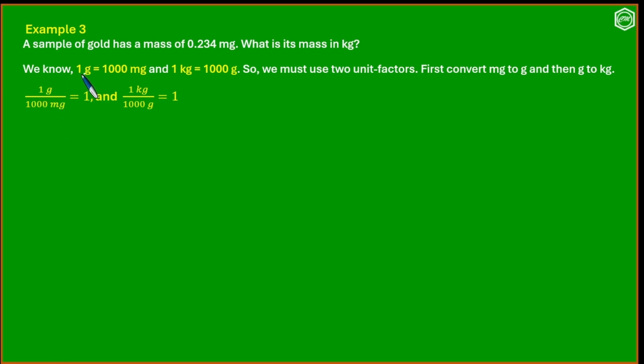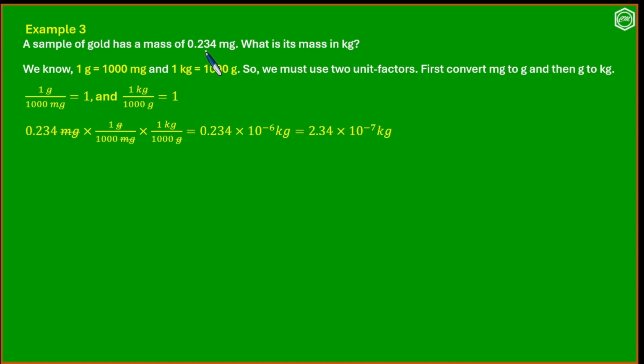So we divide this equation by 1000 milligram. 1 gram by 1000 milligram, so 1000 milligram by 1000 milligram equal to 1. And here we divide by 1000 gram. 1 kilogram by 1000 gram equal to 1, 1000 gram by 1000 gram.